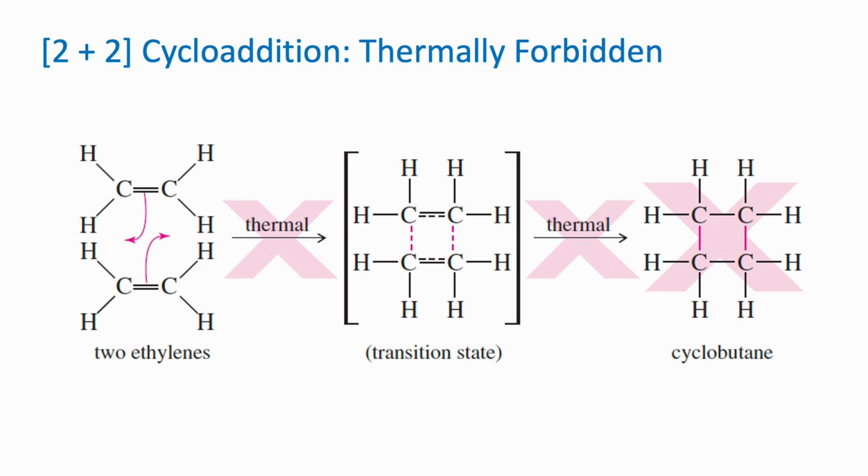If a reaction is photochemically allowed, that means the reaction will occur when I shine the right wavelength of light on it. If a reaction is photochemically forbidden, that means the reaction will not occur even if I'm shining the right wavelength of light at it. So thermal just means heat, and photochemical just means light.